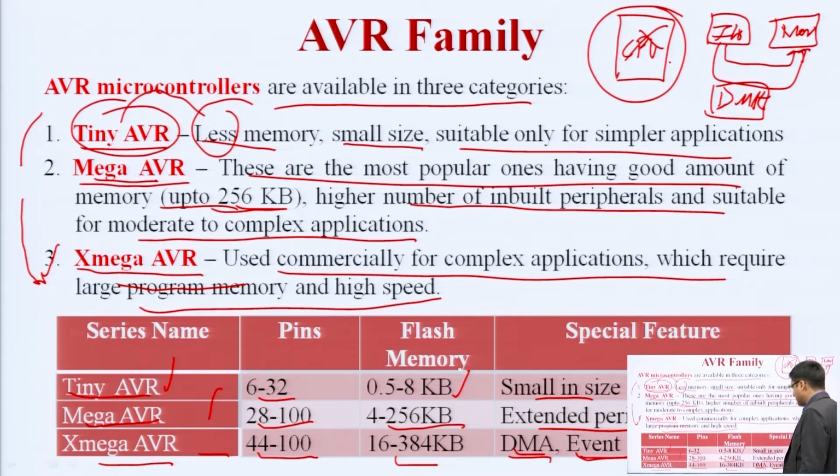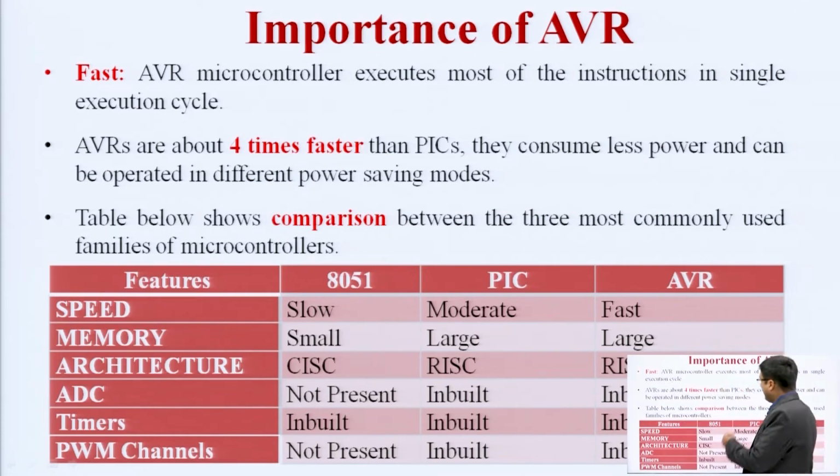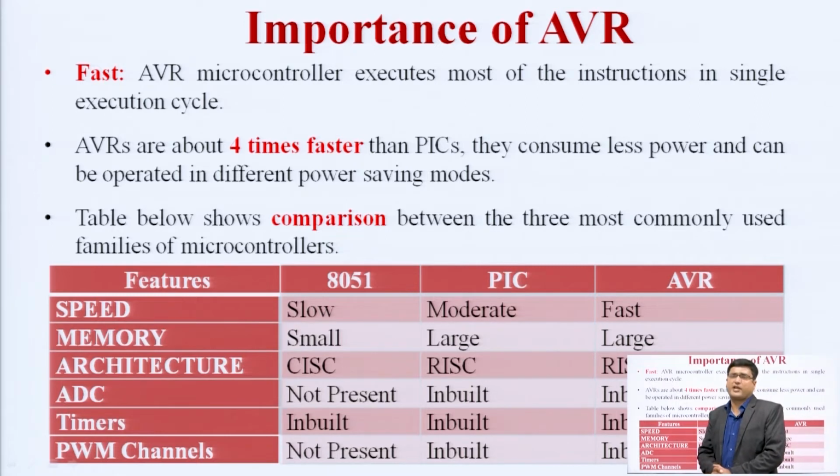Event system. Event system means what types of memory, how much memory is set for the particular system. So this is the event system included. So these are the AVR microcontroller categories. Okay. Now the question arises, what is the importance of AVR? Why are we studying AVR microcontrollers?